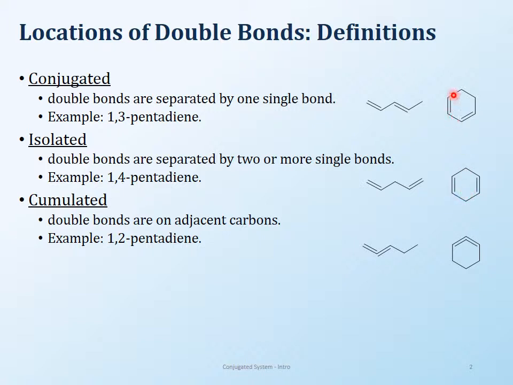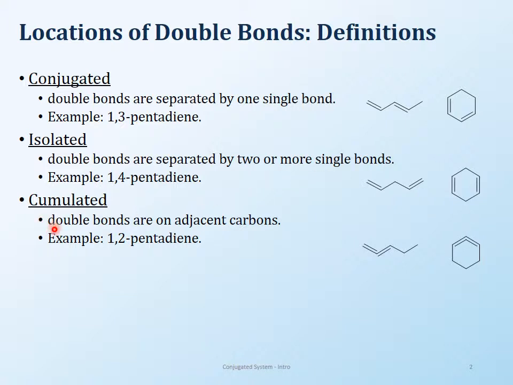Now in the top one over here, these two bonds are separated by two or three single bonds, but these are still not called isolated because right here is where you see the conjugation. So as soon as you see alternate double bond, single bond, double bond, that is conjugated right away.